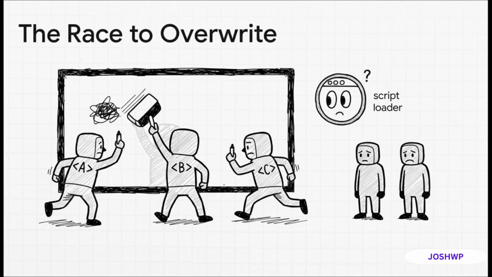Ad number 1 gets there, scribbles its instructions, but instantly ad number 2 shoves it out of the way, erases the board, and writes its own info. Then ad number 3 does the exact same thing. By the time the main script comes along to actually load the ads, it only sees the instructions from the very last ad that got to the board. All the others have been wiped away.